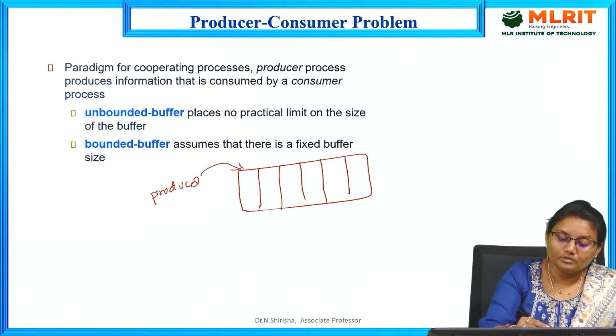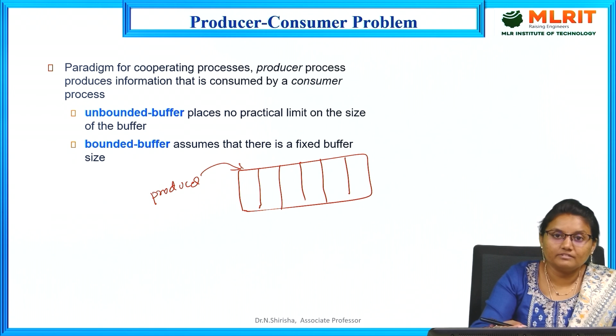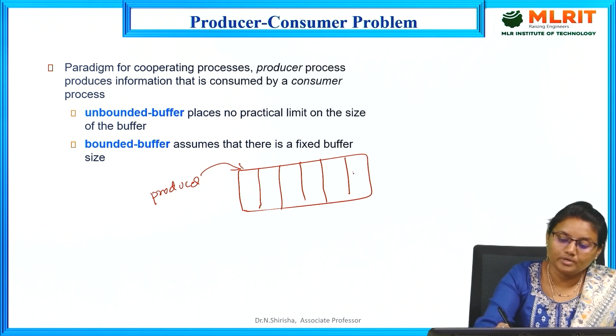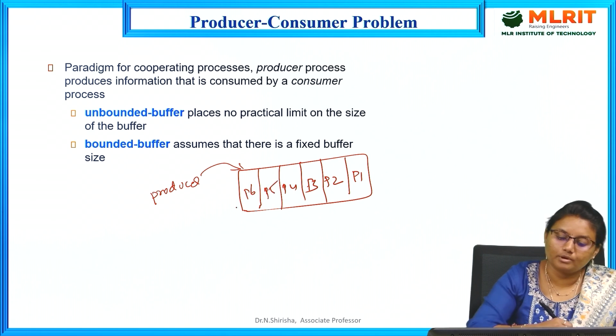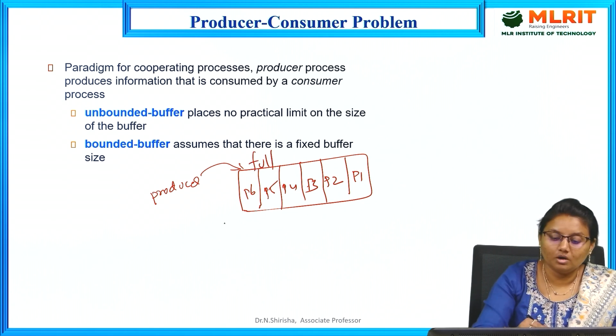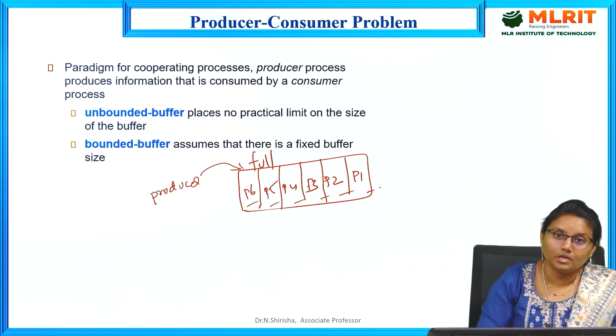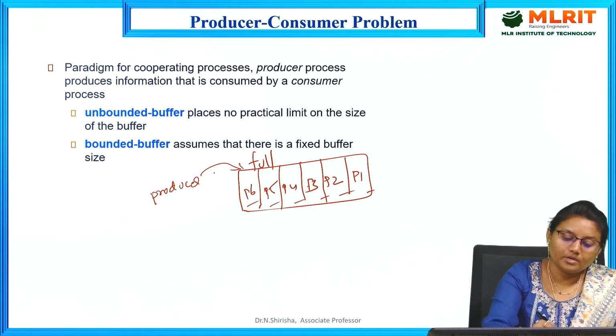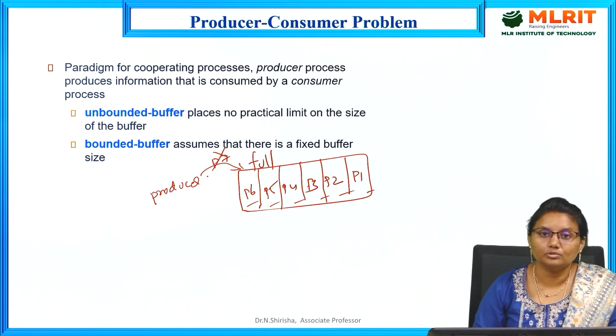If a producer has 10 or 5 processes that have to be produced, then this process has been produced here. P4, P5, say P6, 6 processes. Since it is empty, it can produce. Now it is full. All are filled with 6 processes. Now, can the producer produce item P7? No. P7 cannot be produced by the producer.